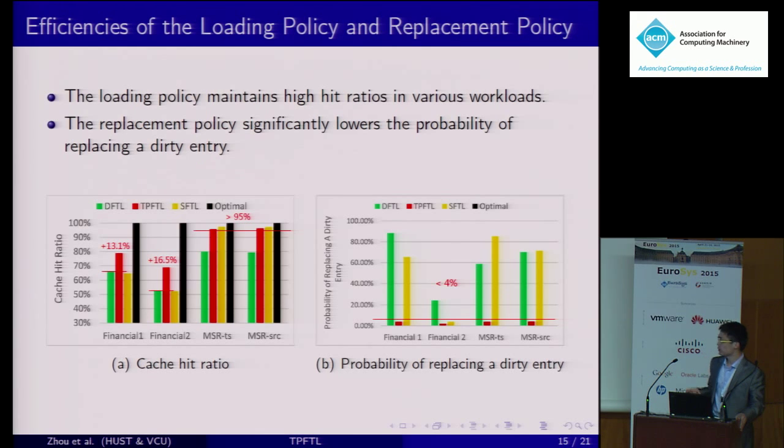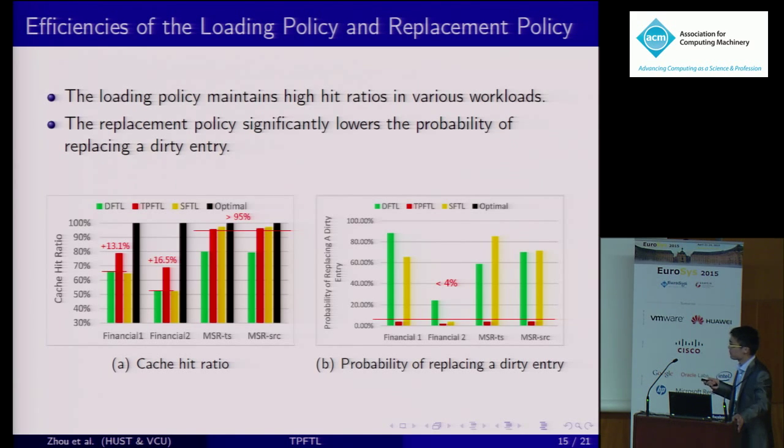We first evaluate the cache hit ratios and probabilities of replacing a dirty entry of the 4 FTLs. We can see in the left figure, TPFTL in red maintains relatively high hit ratios in all workloads. In Financial workloads, TPFTL increases the cache hit ratios by more than 10% compared to DFTL, and DFTL has slightly higher cache hit ratios than SFTL. In MSR workloads, both TPFTL and SFTL have more than 95% cache hit ratios, and DFTL falls behind.